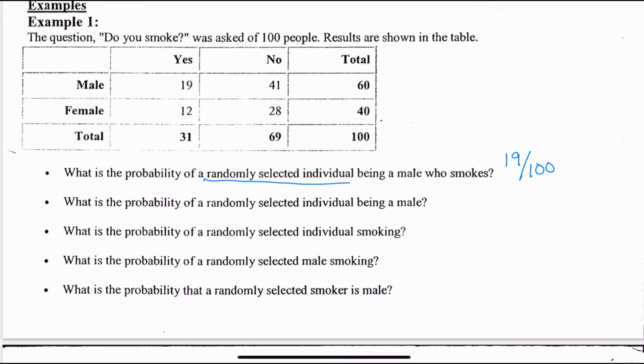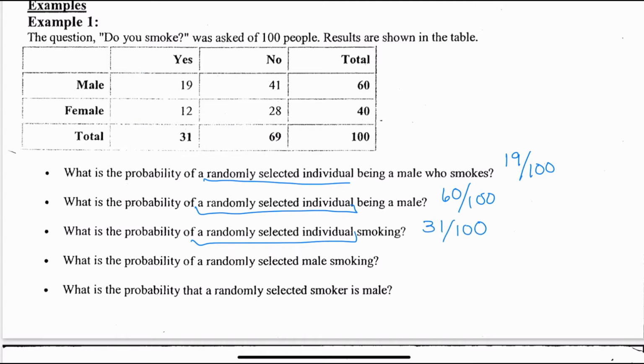Second bullet. What is the probability of a randomly selected individual being a male? Again, we're looking for a randomly selected individual, but this time being a male. The total number of males is 60. So the answer is 60 out of 100. What is the probability of a randomly selected individual smoking? In this case, we're interested in how many of the 100 people smoke. These are the ones who smoke. There's a total of 31 out of 100.